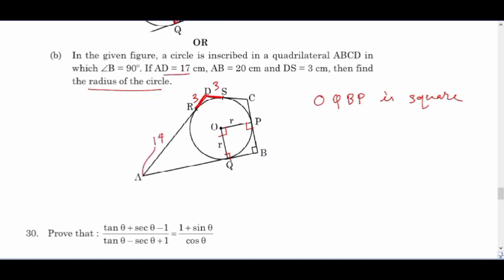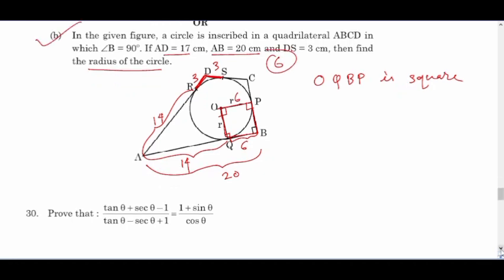AR is 14. Now if AR is 14, then AQ is also 14. Given that AB is 20, from A to B is 20, so if this is 14, this will be 6. Now this was a square. So if this is 6, the radius is 6. So your correct answer will be 6. Very, very basic question.